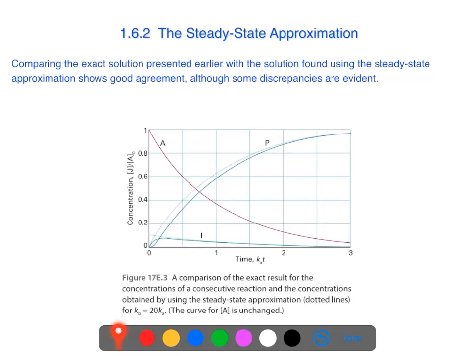Nonetheless, both the steady state approximation and the limits of the rate determining step approximation allow us ways to come up with solutions for the product concentration, the time dependence of that product concentration, for more complex reaction mechanisms that involve more than a single elementary step.